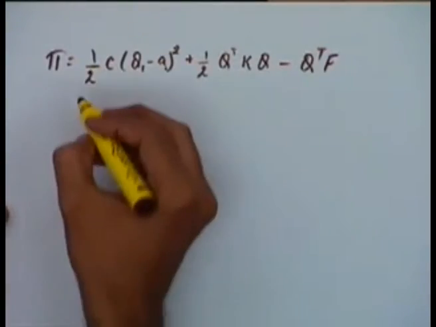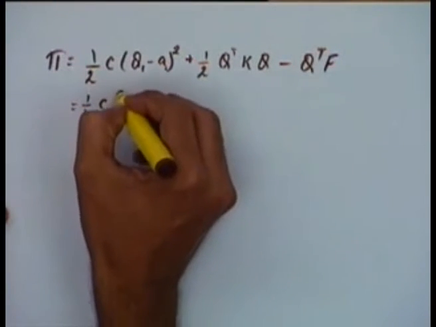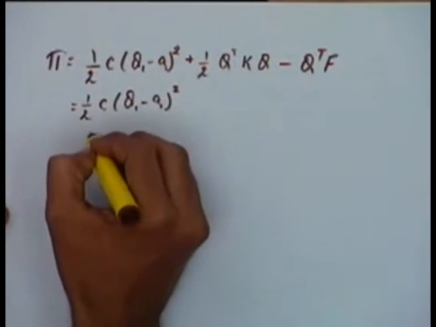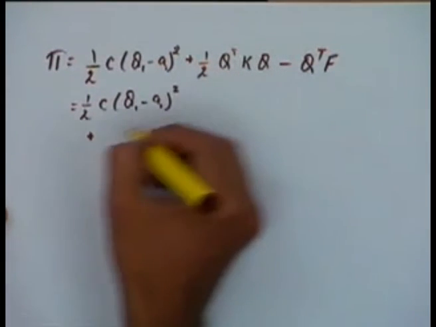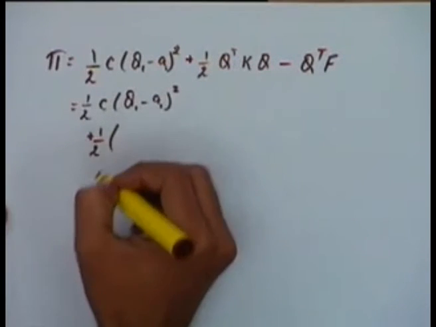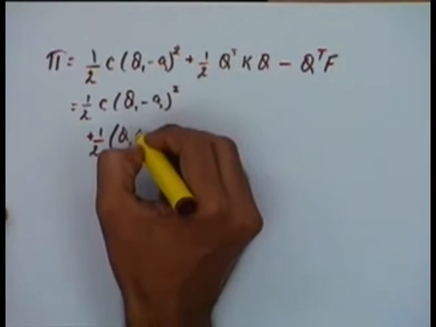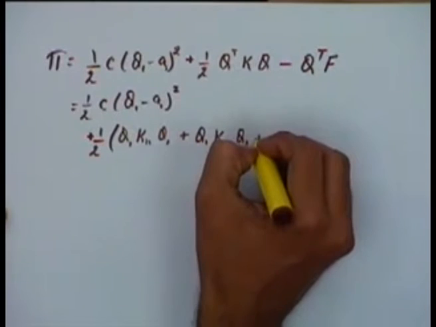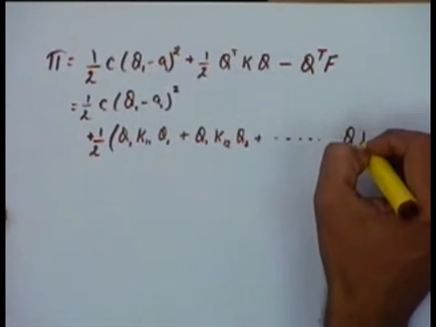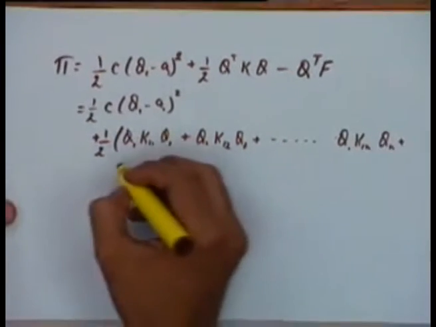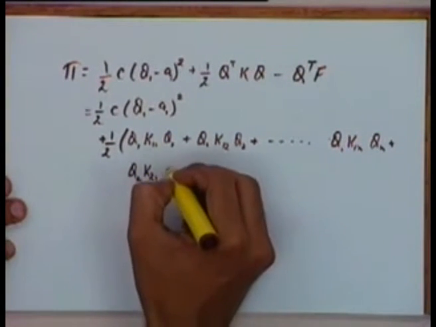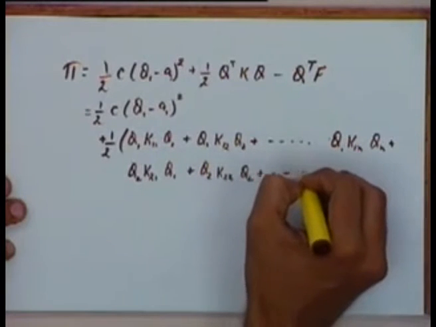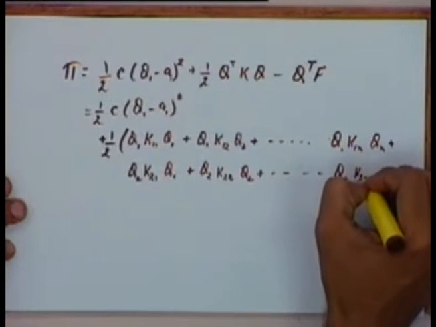I have this expression, which I will again write as half of C into Q1 minus A1 whole squared plus, expanding this term, half of the same as what I had written yesterday: Q1 K11 Q1 plus Q1 K12 Q2 plus so on up to Q1 K1n Qn plus Q2 K21 Q1 plus Q2 K22 Q2 and so on up to Q2 K2n Qn.